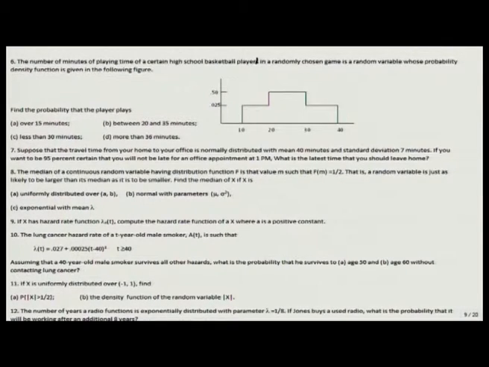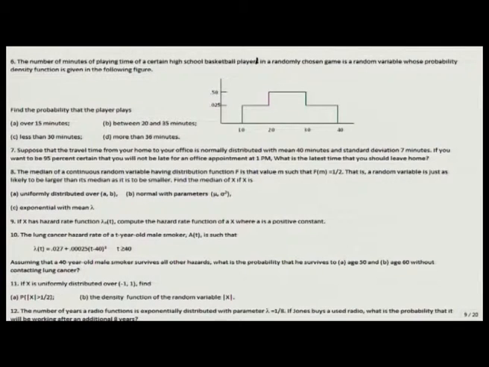The lung cancer hazard rate of a t-year-old male smoker is such that this. Now, here I have discussed in the lecture that if you are given the hazard rate function, then you can compute the CDF of the random variable. Assuming that a 40-year-old male smoker survives all other hazards, so we are just considering the death because of smoking, what is the probability that he survives from age 50 to age 60 without contracting lung cancer? I have discussed part of this problem with you in the lecture, so you should be able to do it.